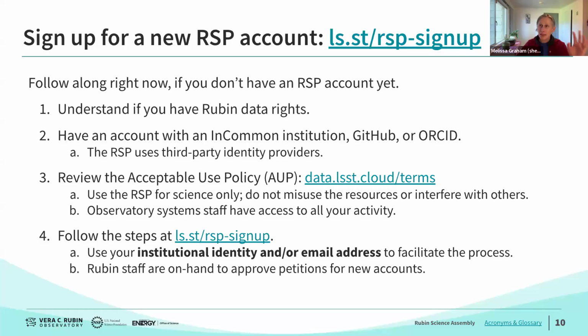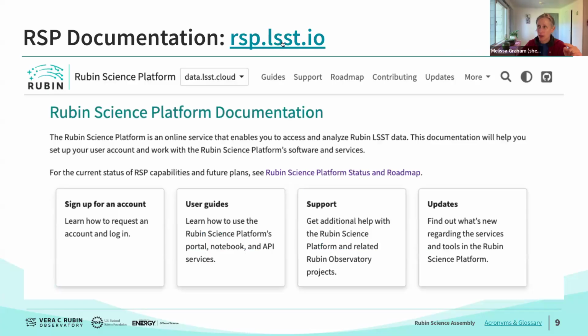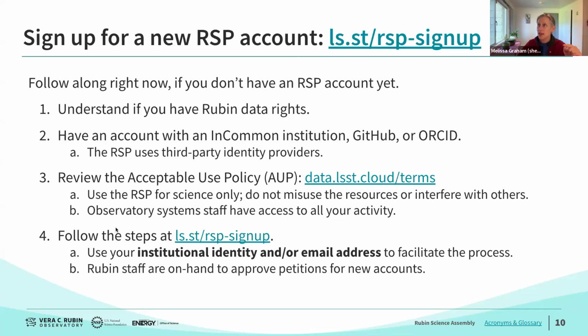rsp.lsst.io. Let's talk about signing up for a new RSP account. If you go to rsp.lsst.io and click on sign up for a new account, that's the same place that this short link will take you, ls.st/rsp-signup. You can start now if you haven't had a chance to do this yet. If you don't have an RSP account yet, go to this link. I'll type it into the chat for easy clicking.